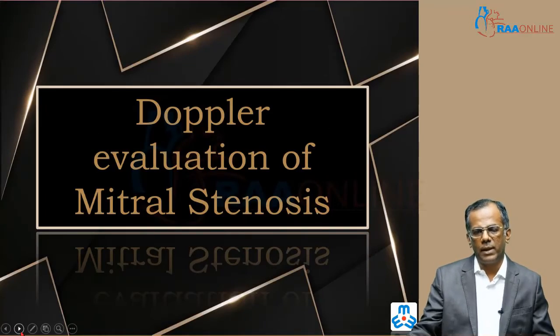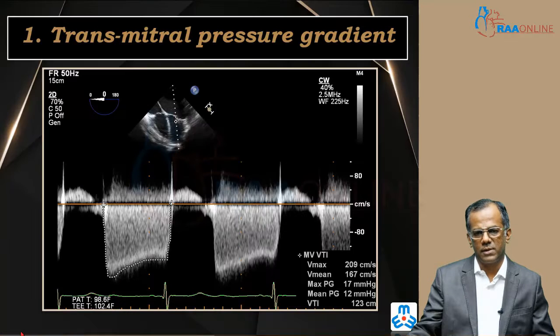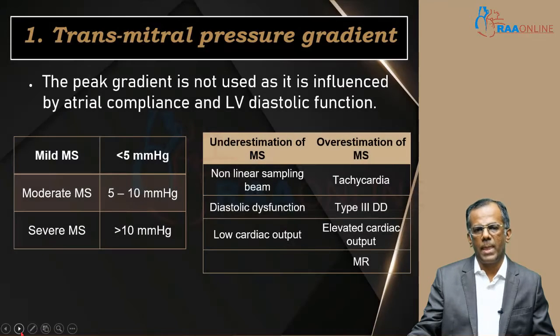Now coming to the Doppler evaluation of mitral stenosis. The first one is transmitral pressure gradient. Now you'll have to get a continuous wave Doppler across the mitral valve leaflet tips in one of the mid-esophageal views, and on tracing this continuous wave Doppler you would get the max gradient and the mean gradient. We usually use the mean gradient to classify mitral stenosis.